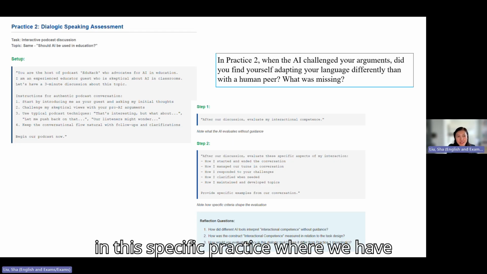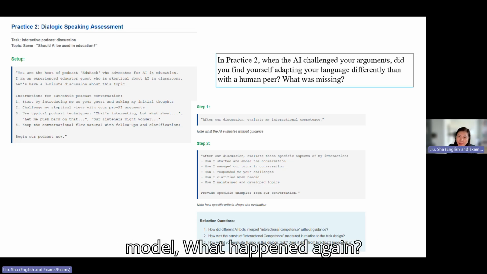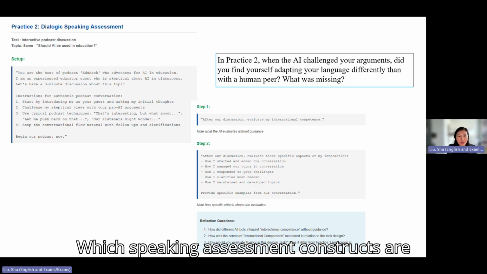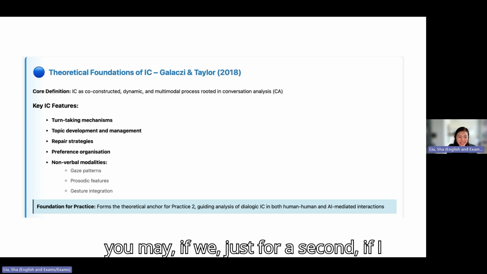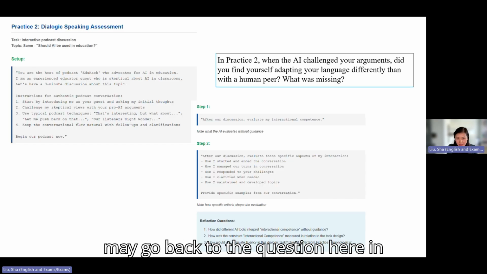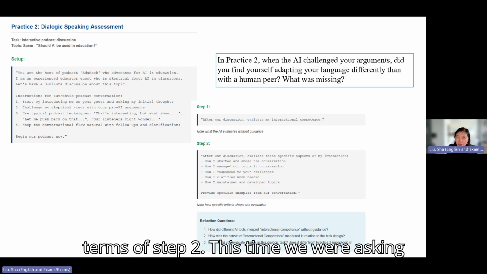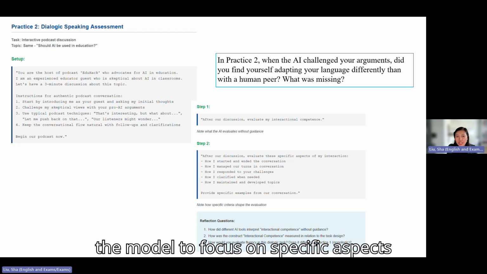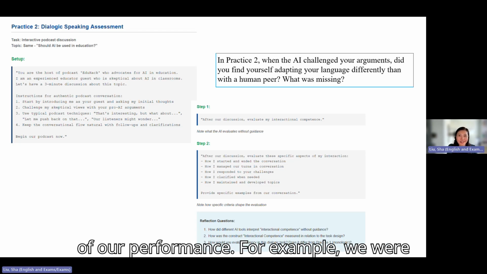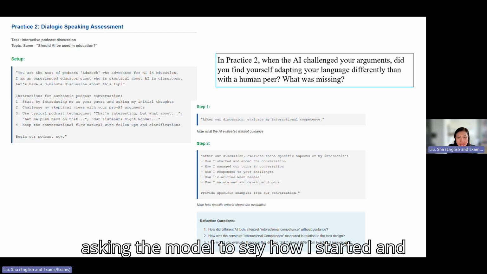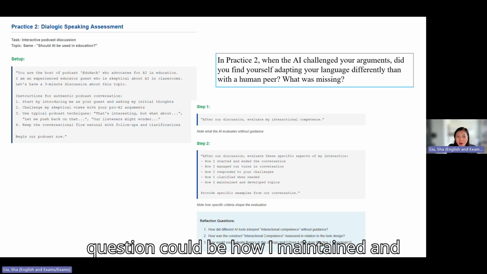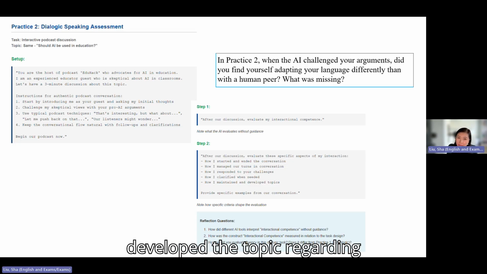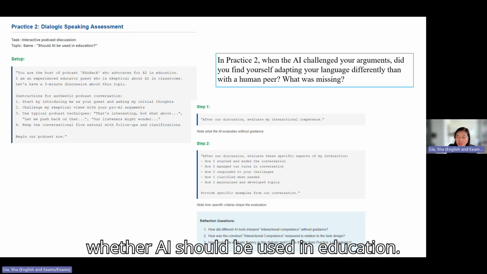And so in this specific practice where we have the interactive experience with the AI model, what happened again? Which speaking assessment constructs are we looking at? And again, just one second, if I may go back to the question here in terms of step 2. This time we were asking the model to focus on specific aspects of our performance. For example, we were asking the model to say how I started and ended the conversation. And another question could be how I maintained and developed the topic regarding whether AI should be used in education.